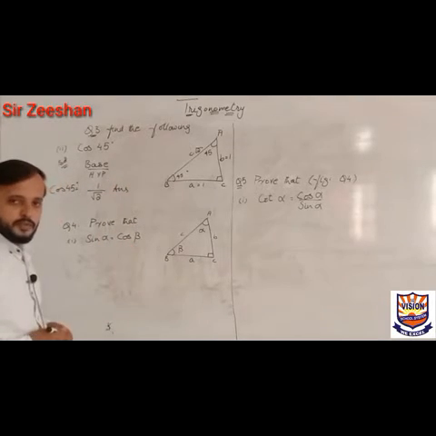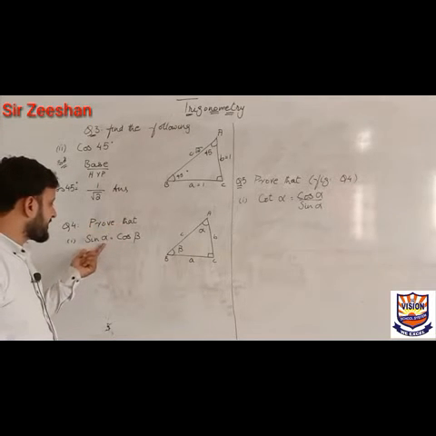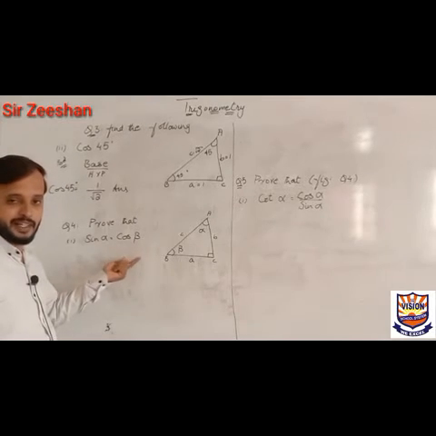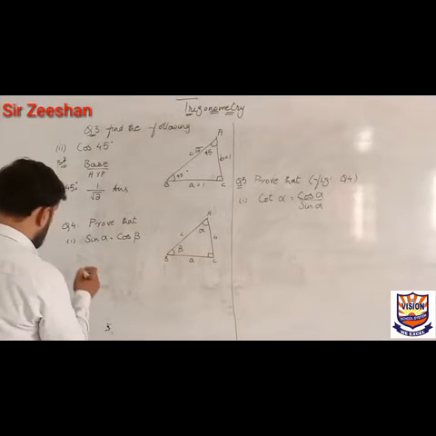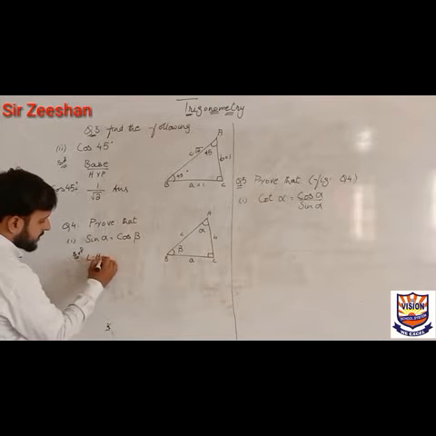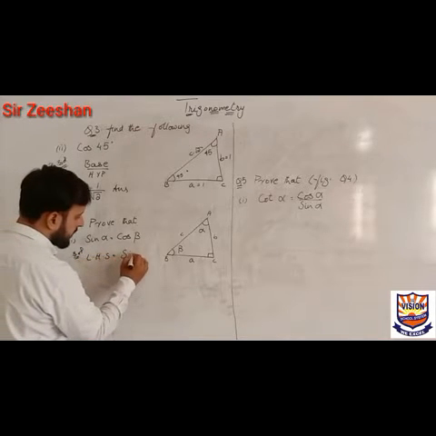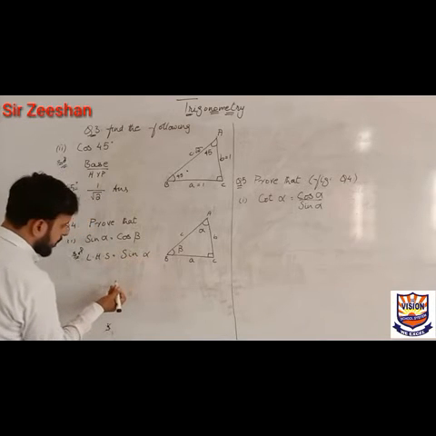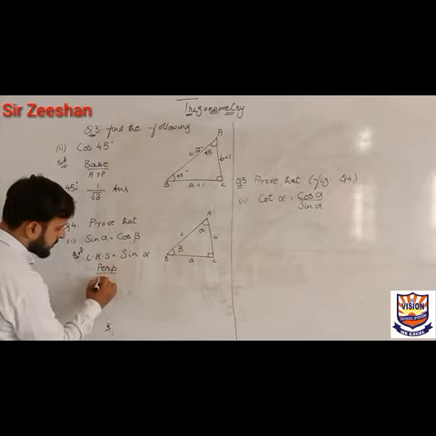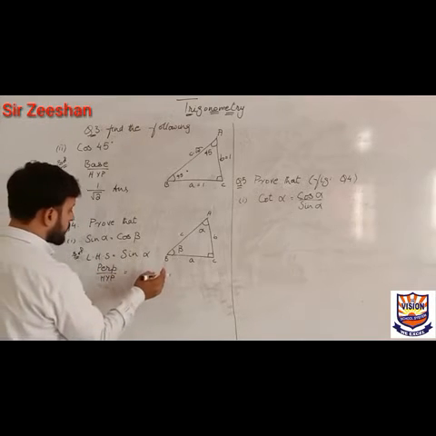Now in question number 4, you have to prove that sine alpha is equal to cos beta. You have to prove left hand side equals right hand side. We'll first of all take the left hand side. Left hand side is equal to sine alpha. What is the formula of sine? That is perpendicular upon hypotenuse. Okay, that's great. What is the value according to sine alpha?